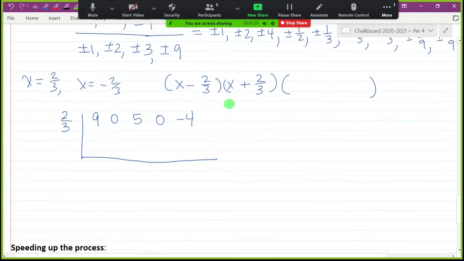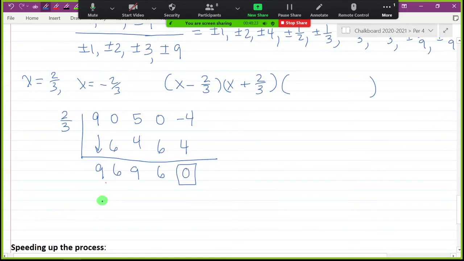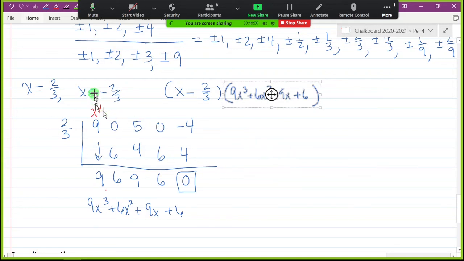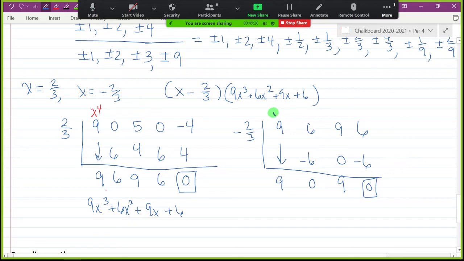And here we go. Synthetically divide, drop the 9. Okay, so our depressed polynomial, we started off with the 4th power. So this must be 9x to the 3rd plus 6x squared plus 9x plus 6. Now we know that -2/3 is another factor. So we could do this again now with the -2/3 and use these numbers now. 9, 6, 9, 6. So this was x to the 3rd. Now this is x squared. So this is going to be 9x squared plus 0x plus 9. So we just get 9x squared plus 9.